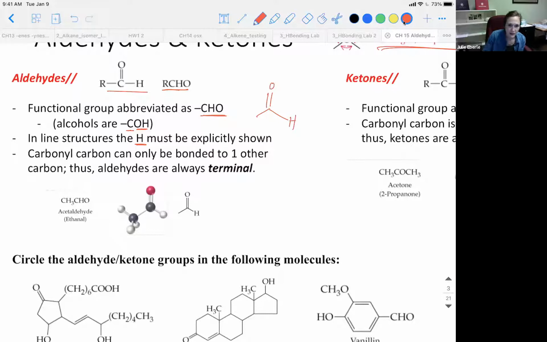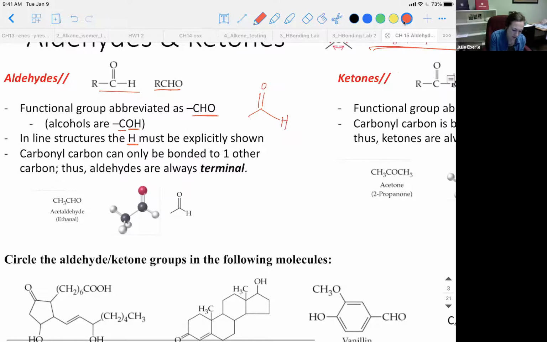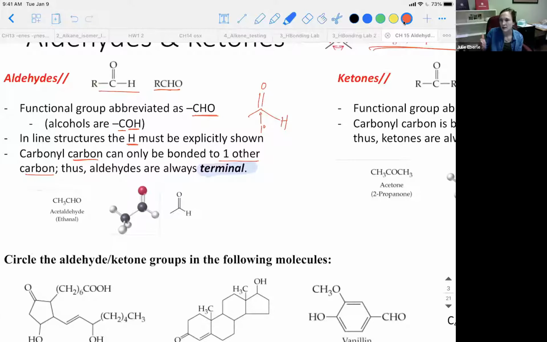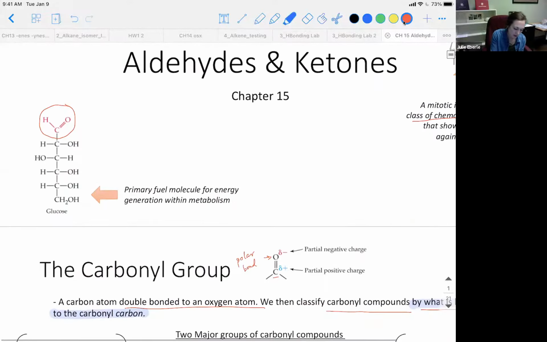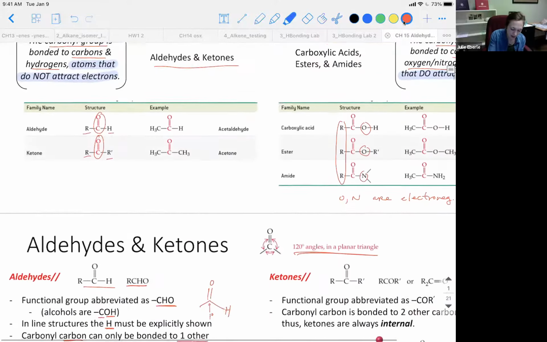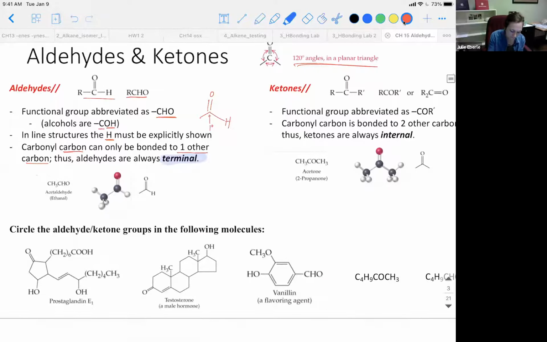Okay? And the other thing is that these carbonyl carbons in an aldehyde are only bonded to one other carbon, they're a primary carbon. So what I'm saying is this right here, this is a primary carbon. So aldehydes are always what we say terminal. They're the dead end of the structure. They're always on the outside perimeter. And that's what you noticed even with glucose. That aldehyde group on glucose is right here at the top, okay? It's terminal, it's not internal. And that's different from a ketone, okay?